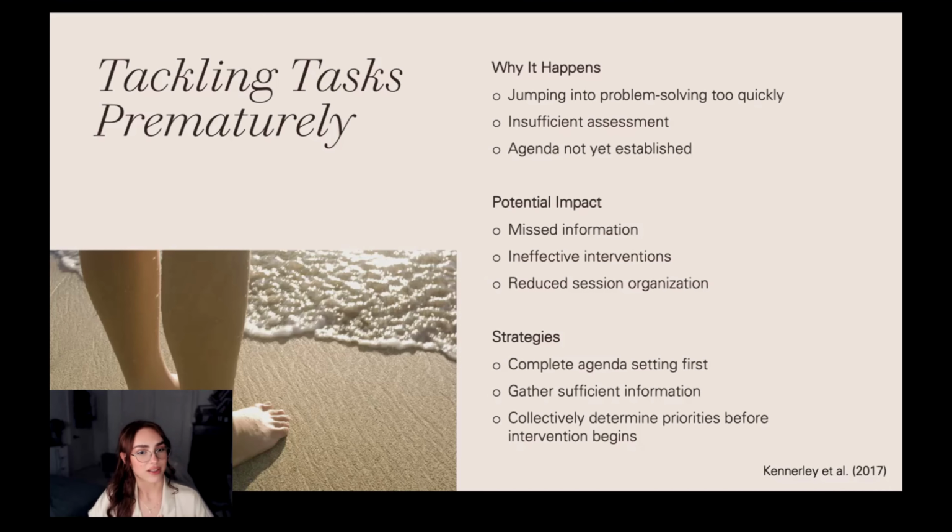In my future practice, I would remind myself that effective agenda setting is an investment in the quality of the session. Spending a few minutes developing a clear agenda at the beginning of therapy is likely to result in more focused interventions and a more meaningful therapeutic session.